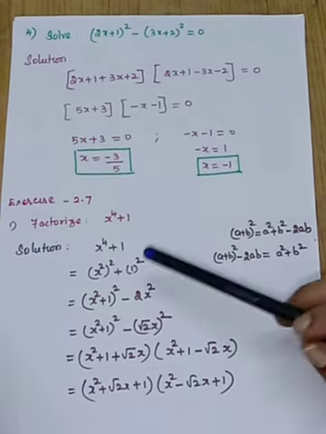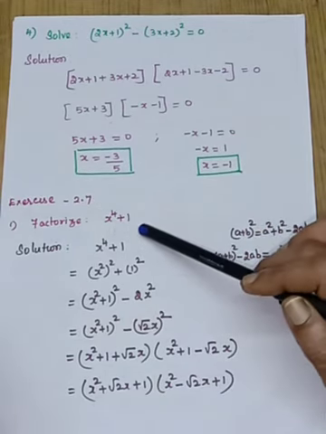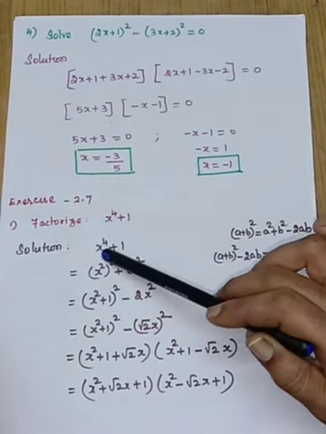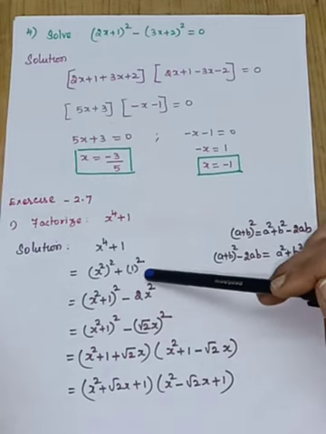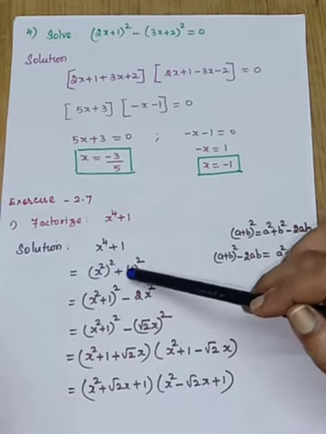And move to exercise 2.7, the first problem. You have to factorize this. x power 4 plus 1. So x power 4 can be written as x squared the whole squared plus 1 squared. Now it is in the form of a squared plus b squared.